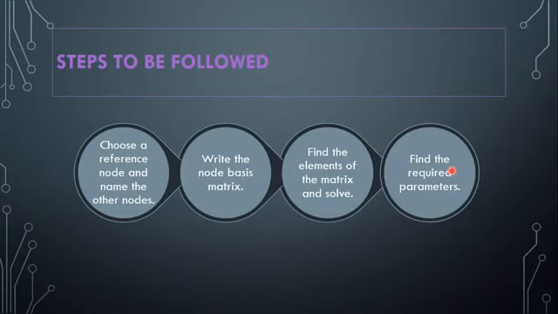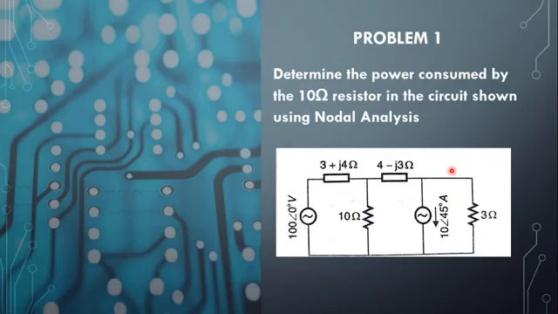Now let us start with the first problem for the circuit we saw already. If you see in this, there are two sources: one voltage source and one current source. This one is given in volts and this one is given in amperes, so this is a voltage source and this is a current source.